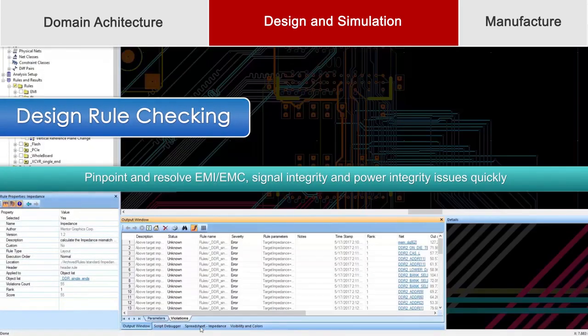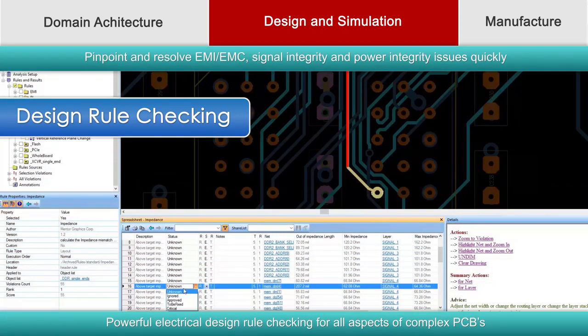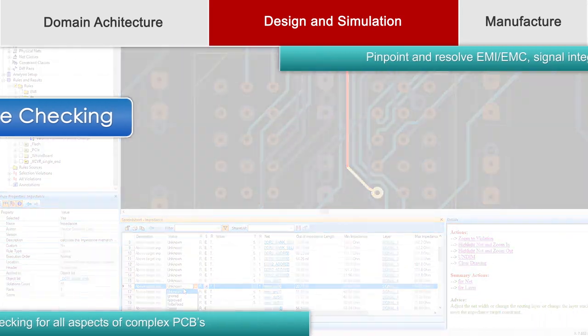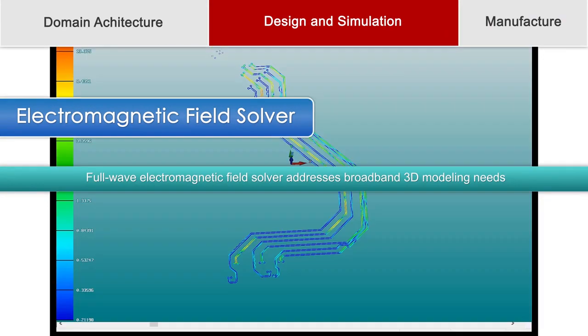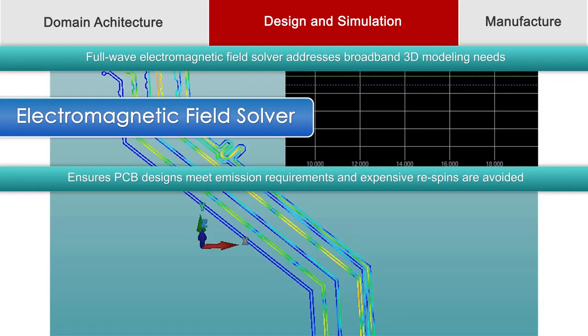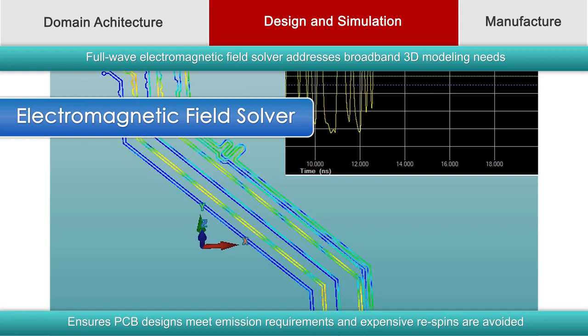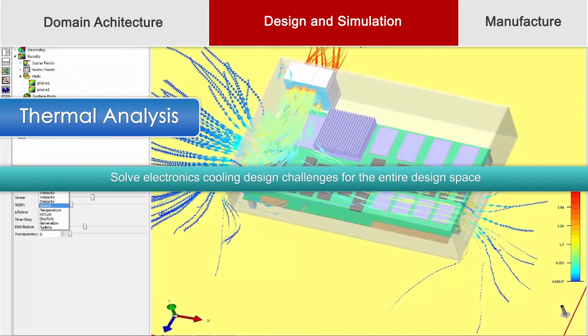Xpedition HyperLynx includes a core set of design rule checks that offers extensive customizability. It accesses database objects through the automation object model. Xpedition HyperLynx's full-wave electromagnetic field solver delivers unprecedented speed and capacity through accelerated boundary element technology to achieve greater accuracy and fewer respins, even on the most complex structures.